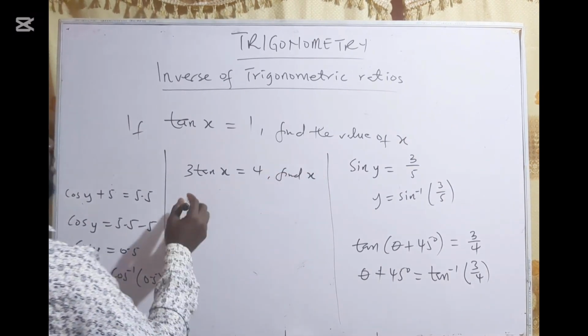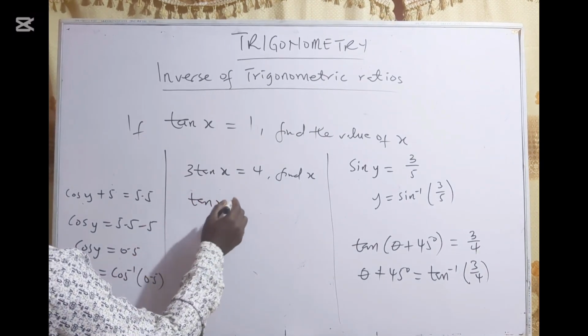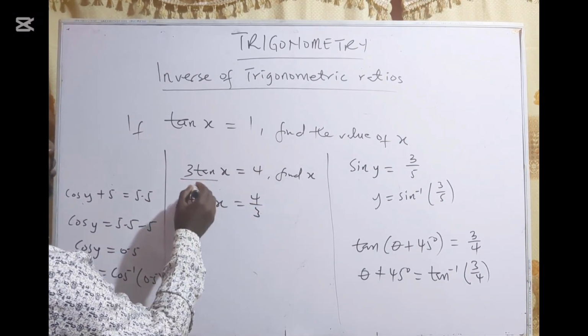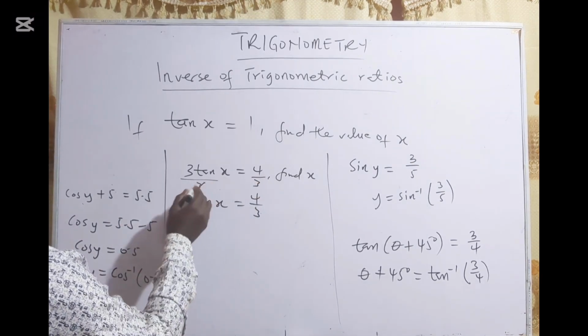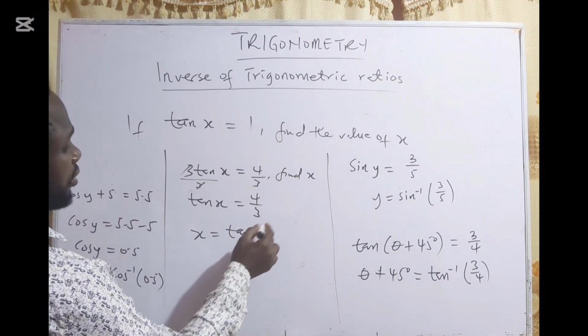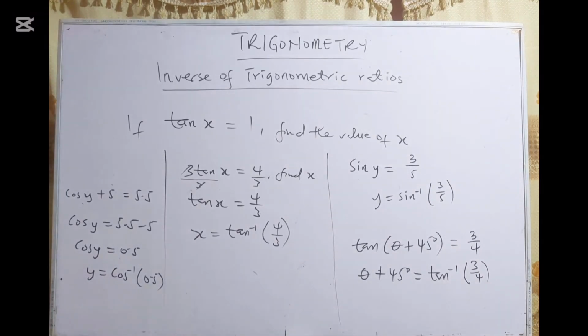Find x. Then tan x will be equal to, divide here by 3, divide here by 3, so 4 over 3. So we cancel 3 here. Then your x will be equal to tan inverse of 4 on 3. Then you find the value of x.